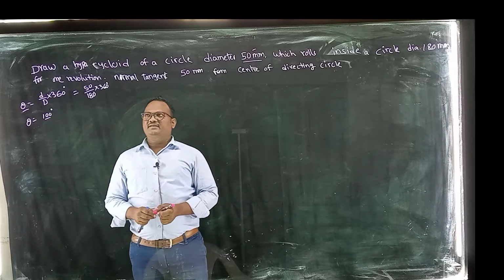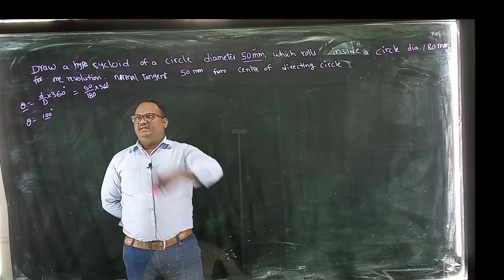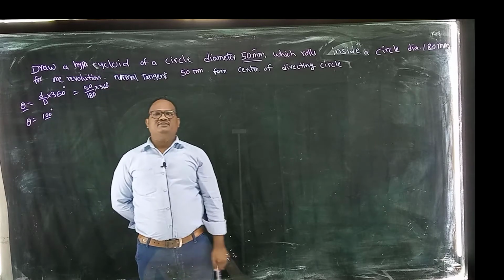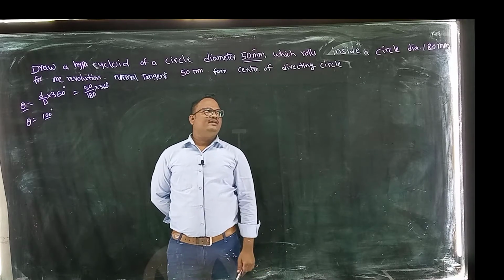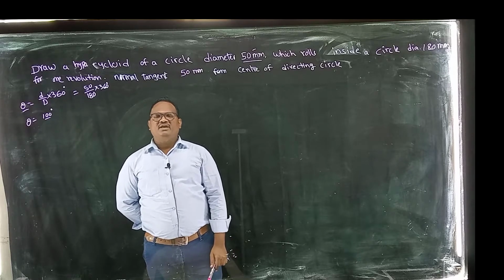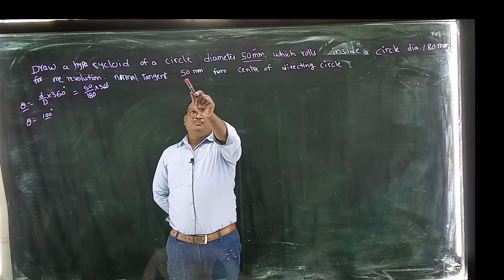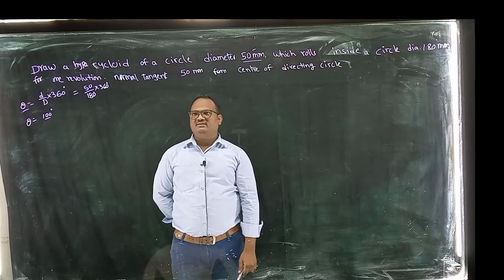Next diagram, hypocycloid. Draw a hypocycloid of a circle diameter 50 mm which rolls inside a circle diameter 180 mm. For one revolution, draw a normal and tangent at a point 50 mm from the center of the directing circle.